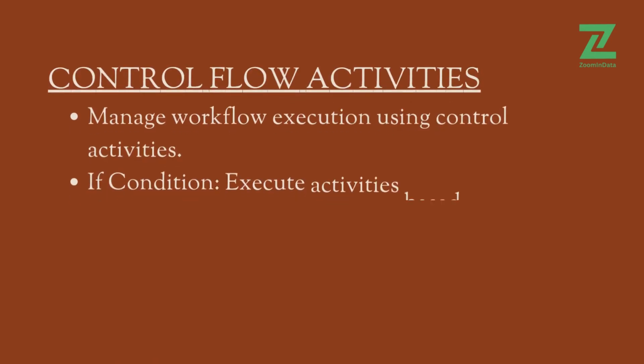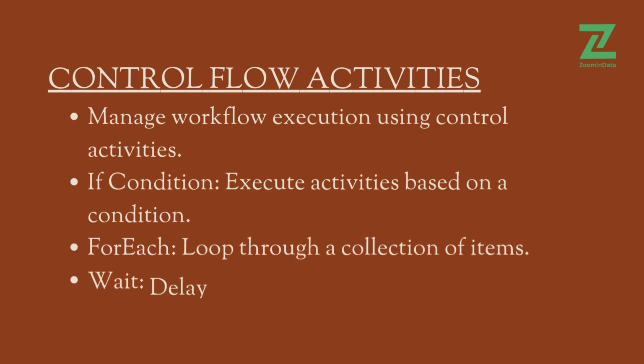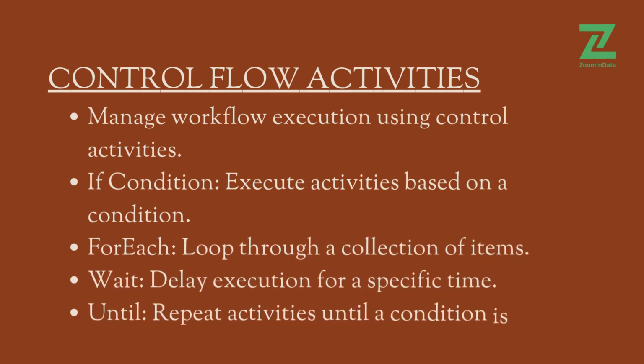Control flow activities manage how activities are executed in a pipeline. The if condition activity allows executing activities based on a specific condition. The for each activity lets you loop through a collection of items. Wait delays execution, and until repeats activities until a defined condition is met. These controls make your pipelines flexible and dynamic.